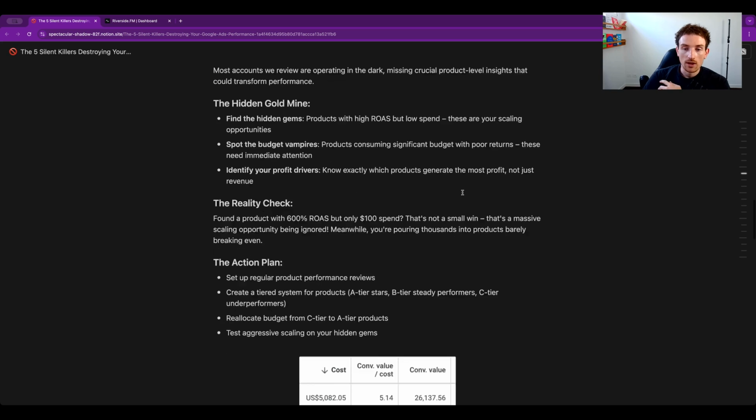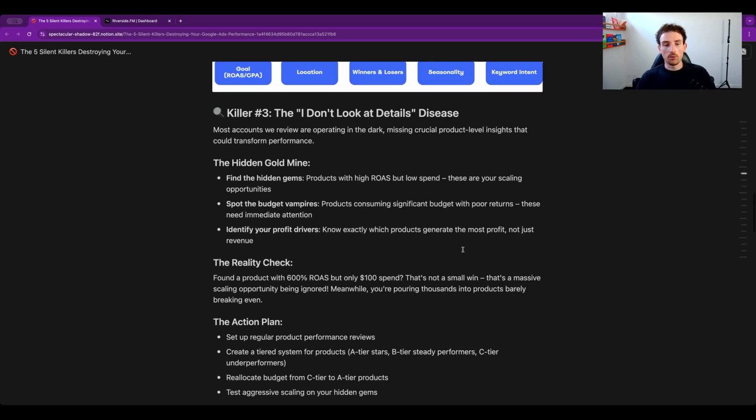Killer 3, the I don't look at details disease. And this is probably one of the most important ones. I'm going to walk you through a specific example of this inside of an account. But I think one of the biggest mistakes people make, and I speak to founders all the time that come to us with an issue where they've hit a sort of scale ceiling, and they can't increase performance, or they've got poor performance within their campaigns. Oftentimes it comes down to product spend, and they're just looking at the campaign high level view. They don't really know how to look at the product spend. And they're just going, this campaign's performing, this campaign's not performing. But if you actually dig a little bit deeper, you'll figure out why those campaigns are not performing.